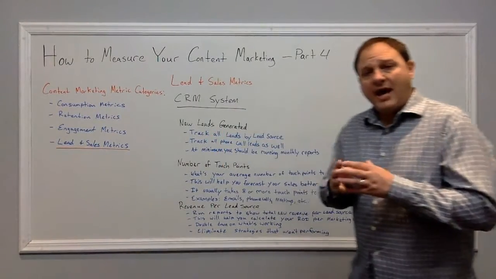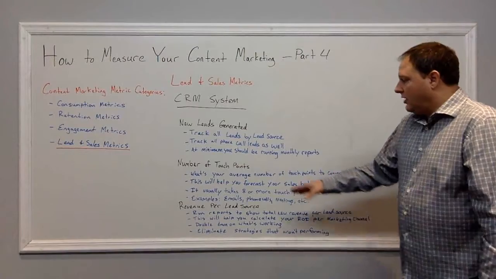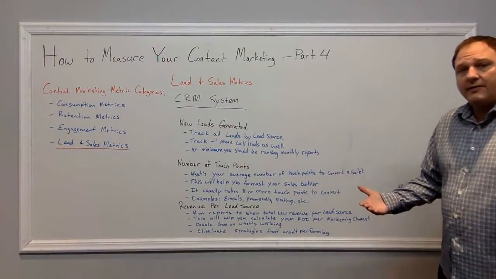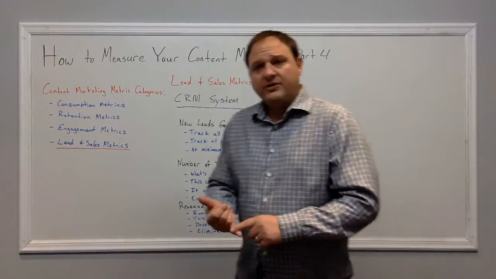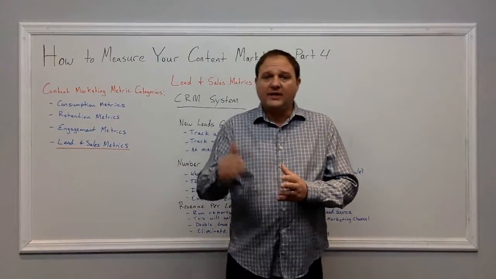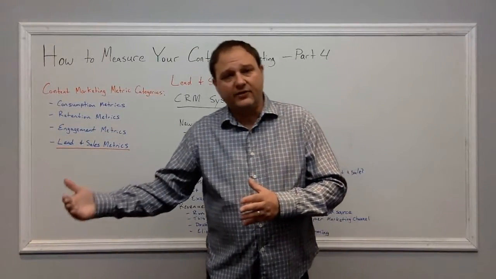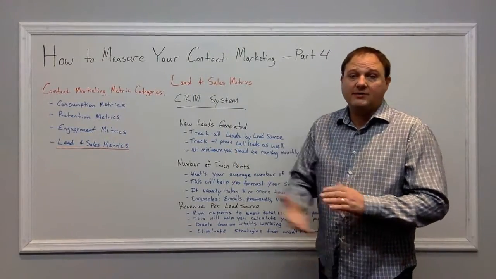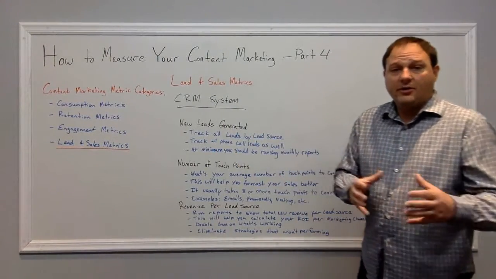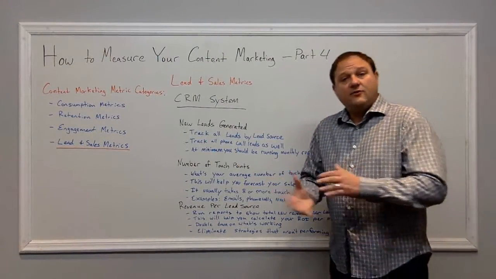Knowing that average number of touch points will help you forecast your sales better. That way, when leads come in, you know your average conversion rate per marketing channel and how many touch points on average it takes to convert that sale. This will really help give you an idea of how to forecast the sales down the road. Especially, you should know your average dollar sale and so forth.